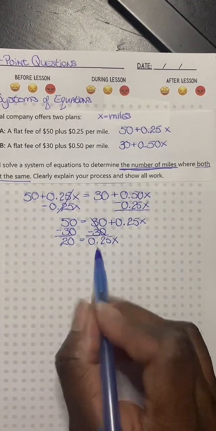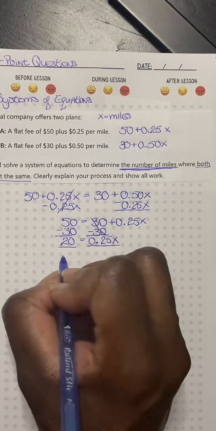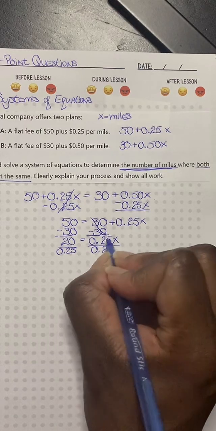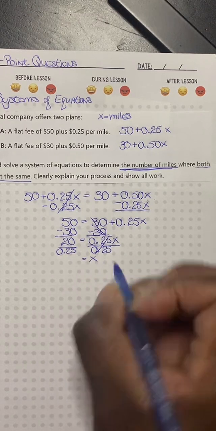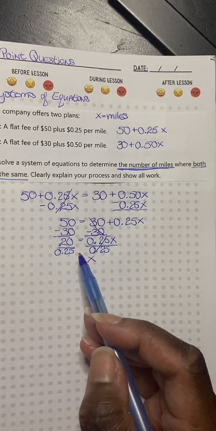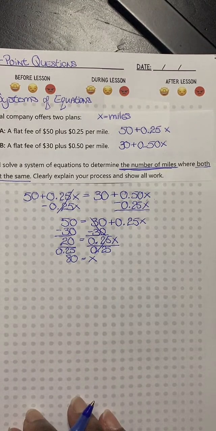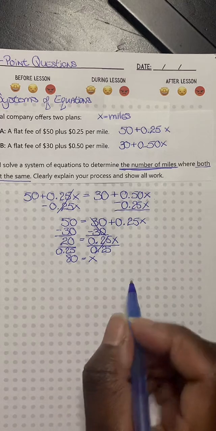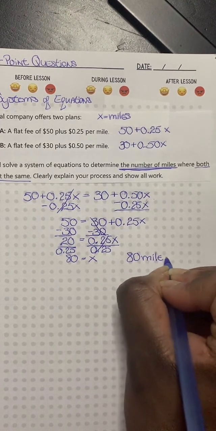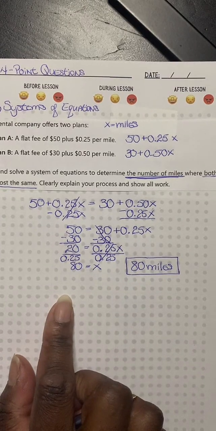Now, since I'm multiplying 0.25X, I need to do the opposite. So I need to divide on both sides, so I can get my X by itself. If I take my 20 and divide by 0.25, I'm going to get a total of 80. Thank you, Muhammad. So it's going to be 80, but 80 what? It will be 80 miles. So at 80 miles, both of the plans will be exactly the same.